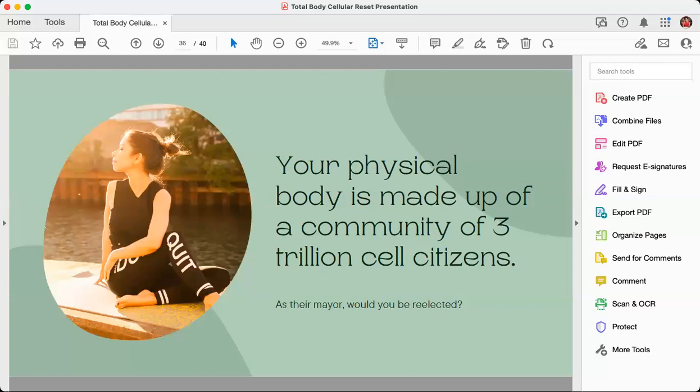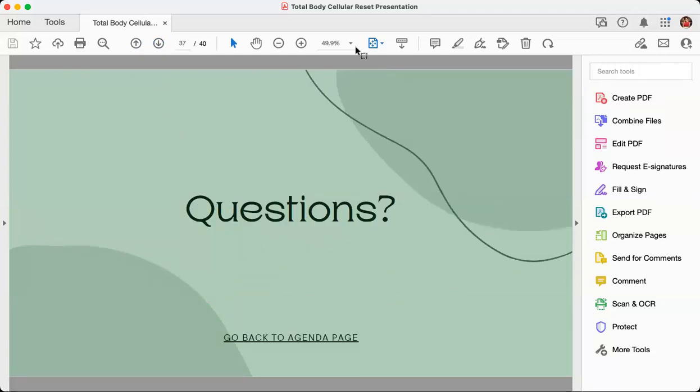So your physical body is made up of a community of 3 trillion cell citizens. As their mayor, do you think you'd be reelected? Oops, wrong way. All right. So we have about 15 minutes left.